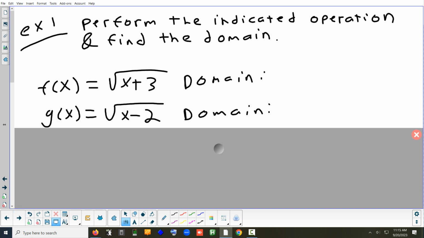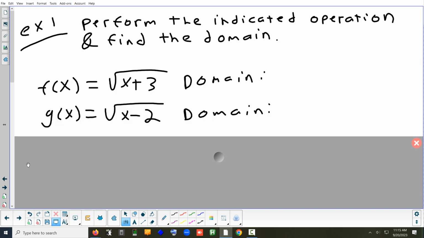Okay, so here's two functions. And what you always want to do before you combine them, because we don't even know how we're going to combine them yet, is just find the domain of the original functions. So at least you know what you're working with to start. And then we'll go from there. Okay, neither one of these has a fraction, so you don't have to worry about dividing by 0 yet. But they have square roots. We don't want to take the square root of a negative. Square root of 0 is perfectly fine.